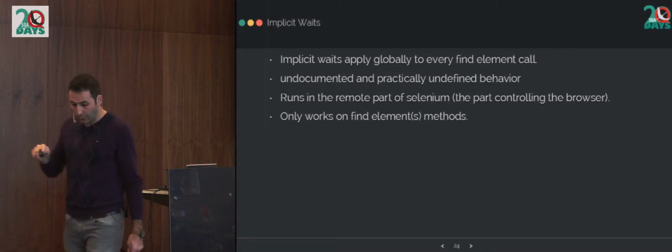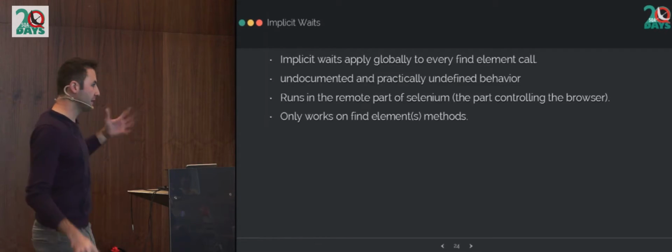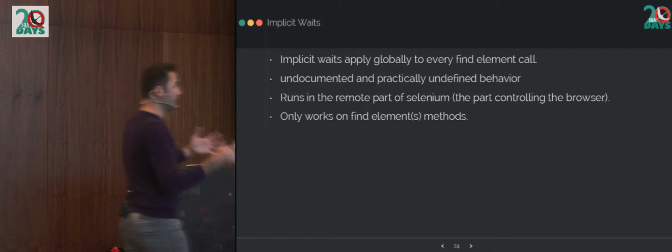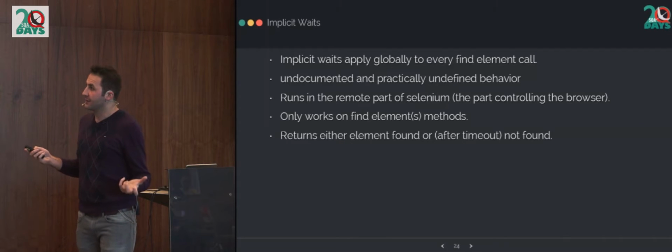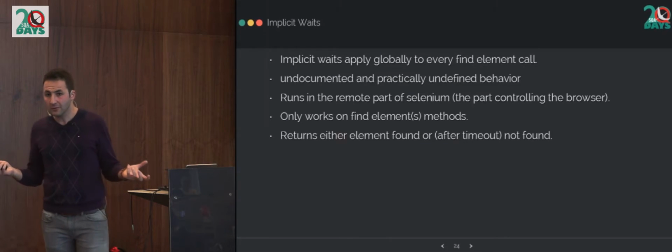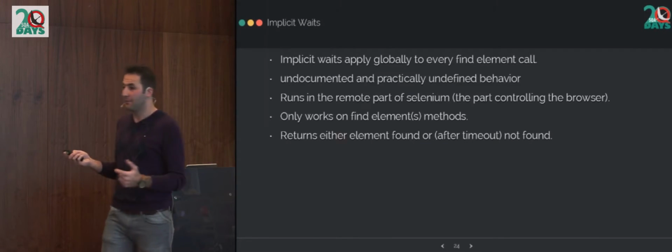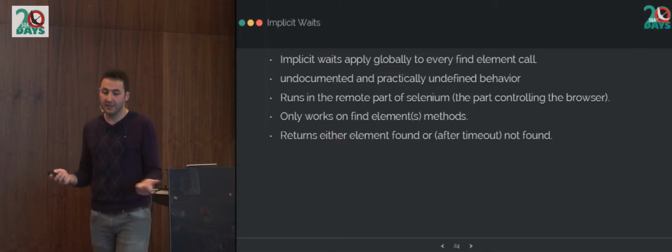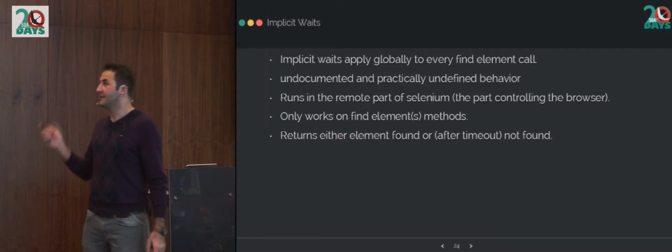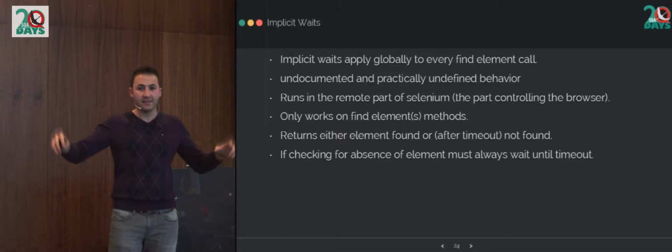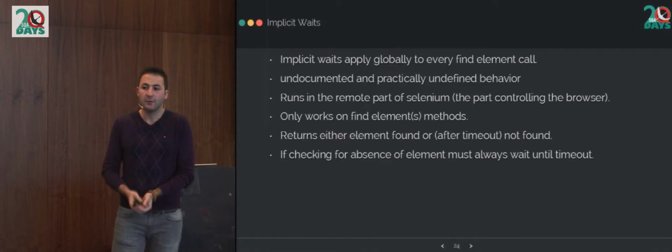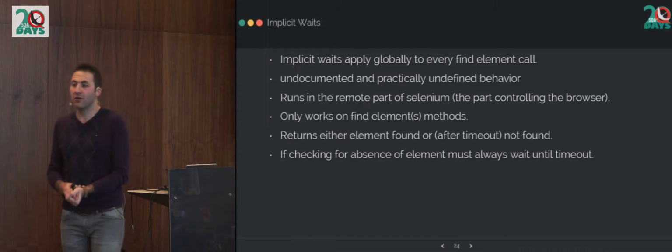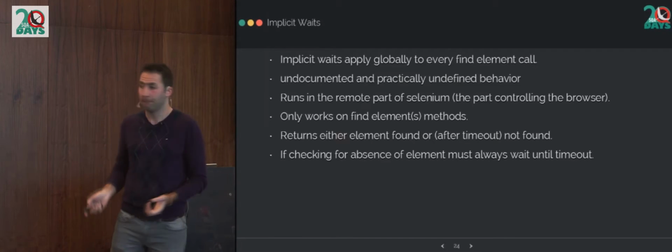It works only for waiting for the elements. If you are calling isDisplayed or waiting for the element, finding the element in that part. And it returns element not found or found, true or false. But the worst part, when you are checking that there shouldn't be an element, it still will wait the time until the timeout, then will return false. Which means when you are checking that there is no element, you are wasting the time.